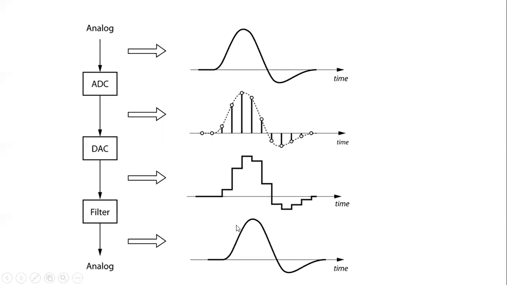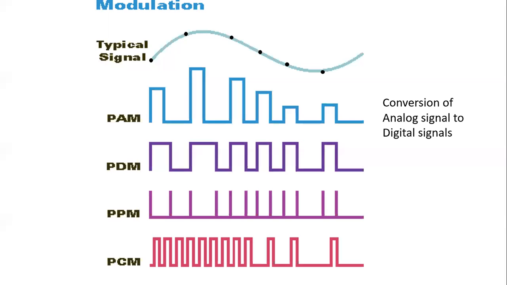So that is the entire process which is needed. So here we are using different techniques to convert analog signals into digital signals. One is pulse amplitude modulation, which we are calling PAM. That is, the pulses' amplitude will be modulated with respect to the analog signal. Remember, we are only sampling our analog signal.